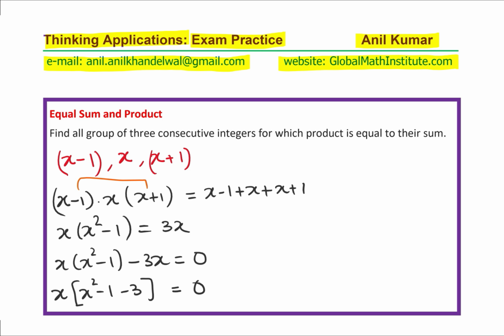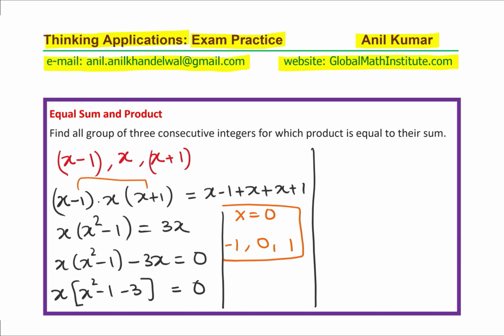Now this equation is true for a couple of values. One of them being x equals 0, right? So if x is 0, then what? So let's find out the solutions. So one is when x equals 0. So if x is 0, the 3 integers will be what? Well, minus 1, 0, and 1. So these are the 3 integers, and we have one set to work with.